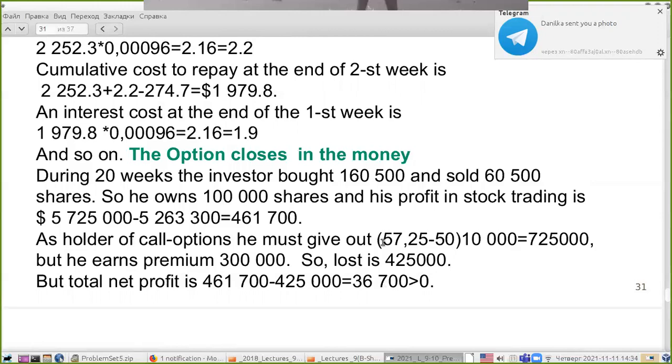Shouldn't it be 100,000 there? Please, about this row, as holder of call options, he must give out, and yes, we multiply by 10,000, but it should be 100,000, no? I can explain that. Yes, I think where we have 10,000, we should have 100,000. A zero is missed, maybe it's a mistake. Yes, you're right.